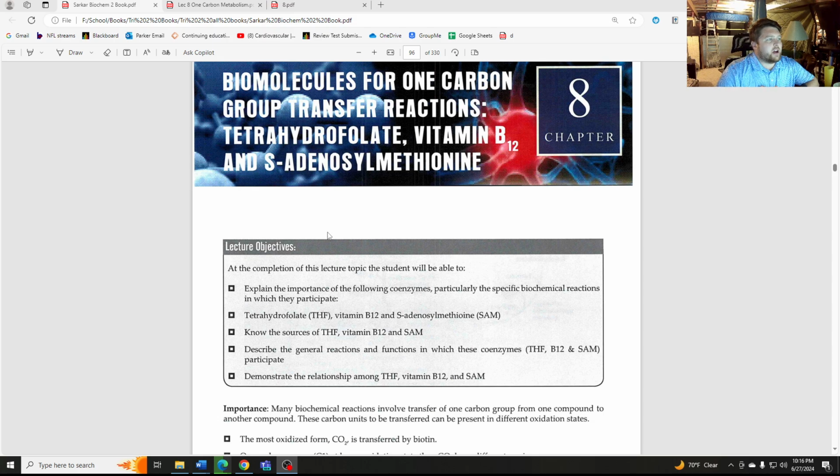Tetrahydrofolate, vitamin B12. B12 is our cobalamin. Tetrahydrofolate is related to B9. And S-adenosyl methionine, also known as SAM, S-A-M.